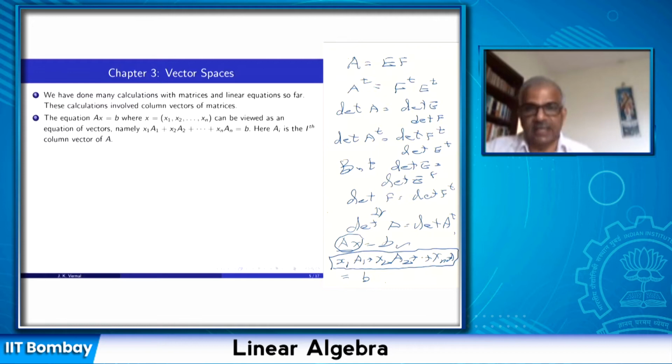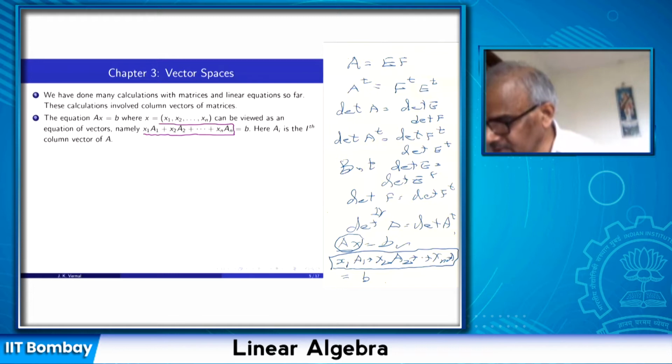So the equation Ax equal to B, where x consists of n indeterminates. As I said, it can be viewed in this way: Ax is really the linear combination of the column vectors of A. Think about Ax as x1 times the first column vector plus x2 times the second column vector plus xn times the last column vector, and that is equal to B. So it says that the given system Ax equal to B has solutions if and only if B is a linear combination of the column vectors. Otherwise, it will have no solution.